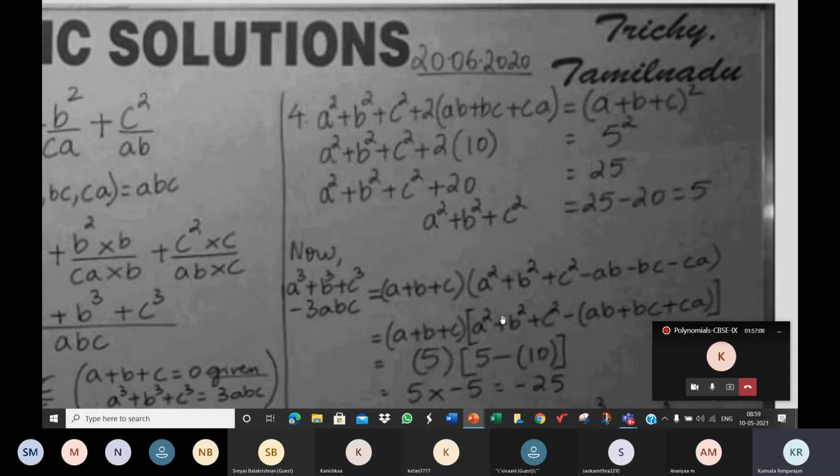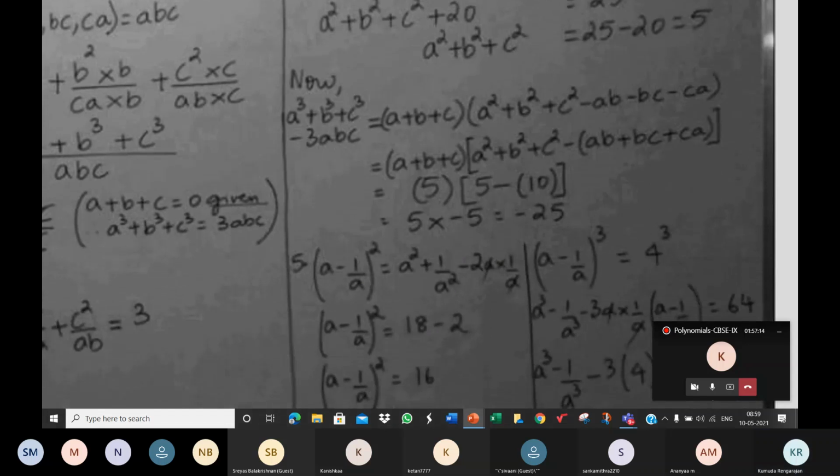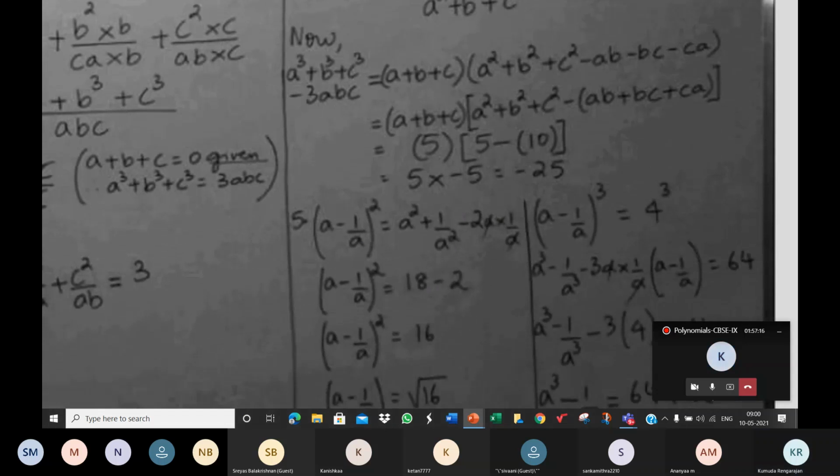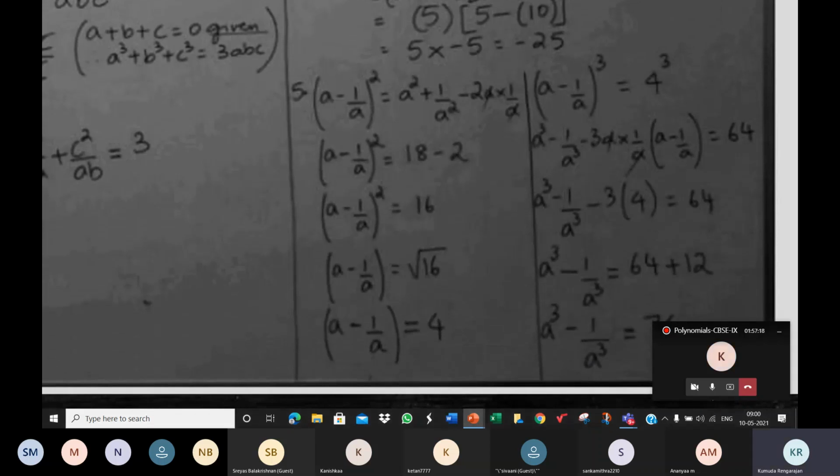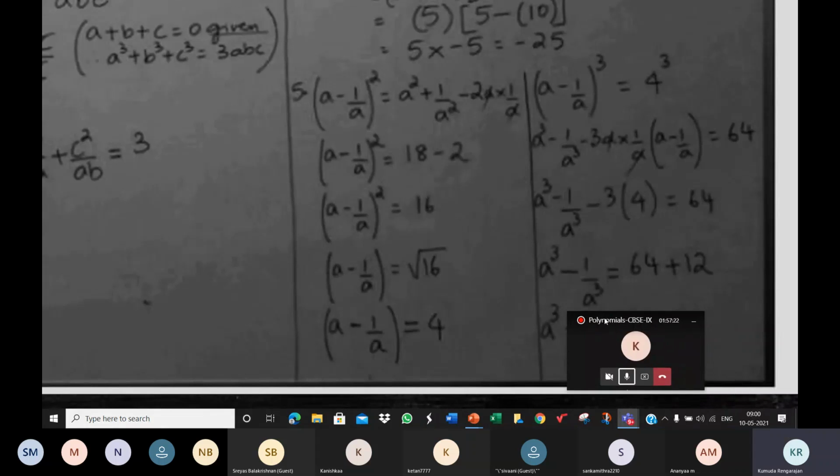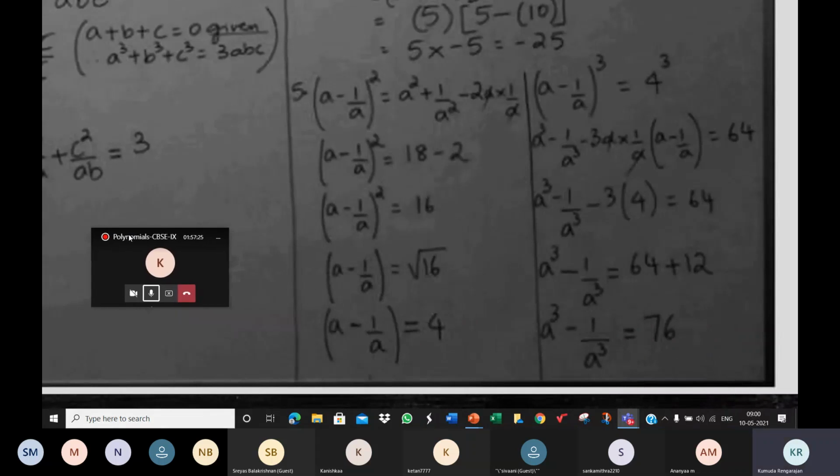Now we use this value here. a square plus b square plus c square is 5, and we put that here. Anyone got the answer to this one? Anyone finished this? Completed, ma'am. All right.